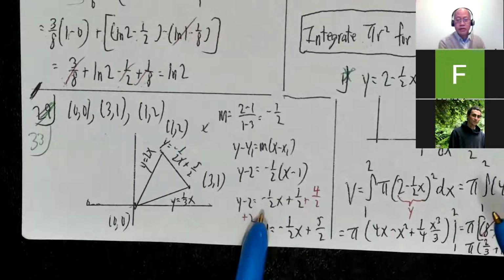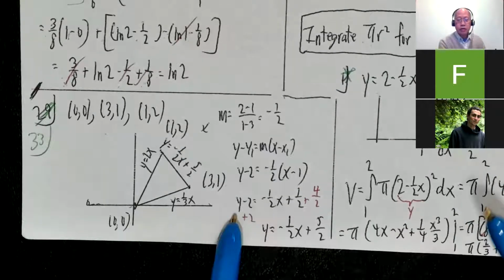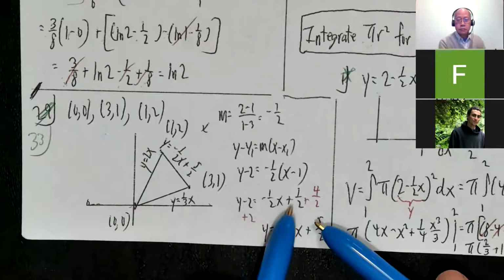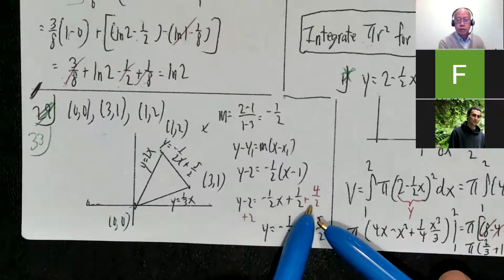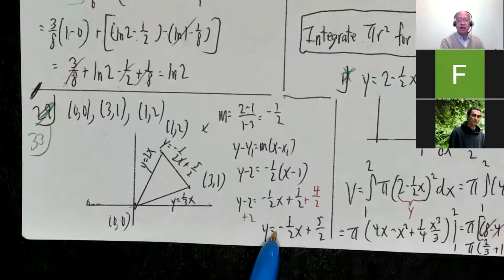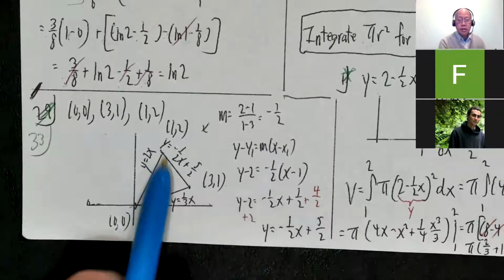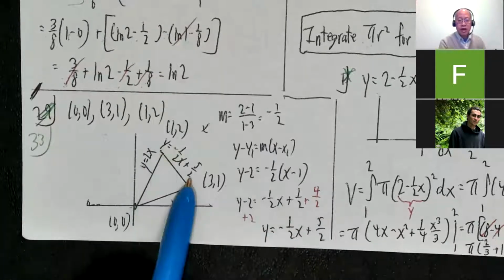Distribute, that's negative 1/2 x plus a half. Add 2 to both sides. 4 over 2 is 2. So y equals negative a half x plus 5 halves. So this equation is negative a half x plus 5 halves.